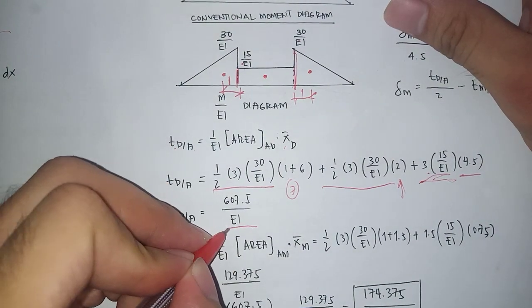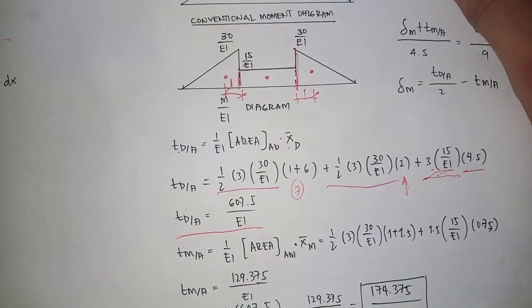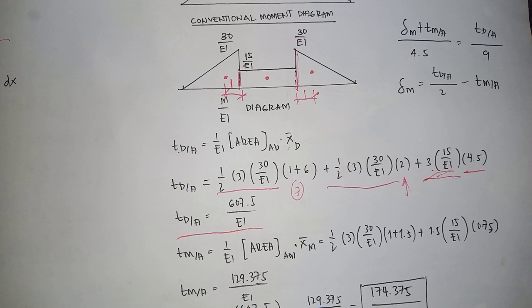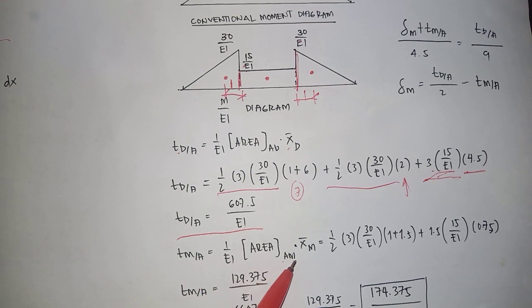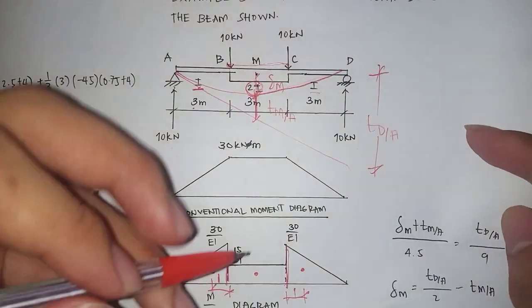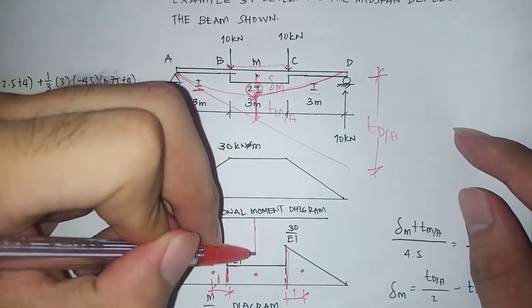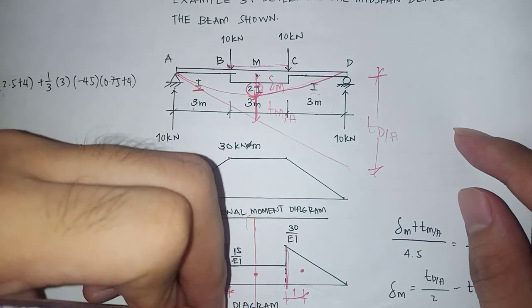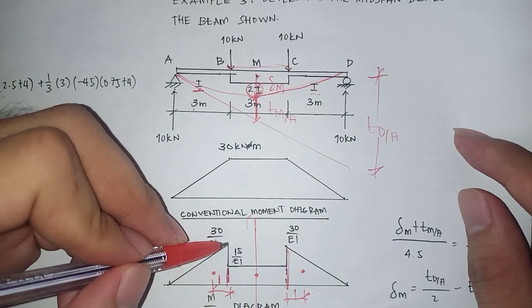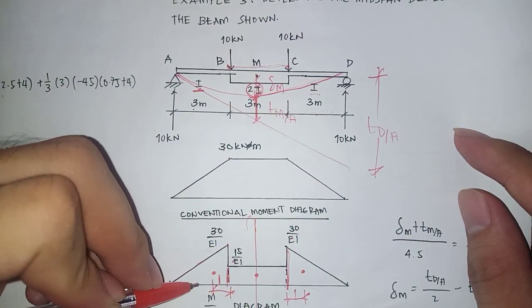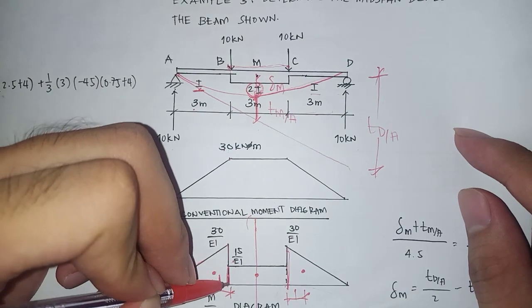TDA is equal to what? 607.5 over EI. Okay? Next, how about TMA? TMA is equal to what? 1 over EI times the area between A and M only times the distance of the centroid from point M. Okay, so paano po yan? Ano yung mga area na concern natin? Ito lang po, mga ma'am at sir, mga future engineers. Ayan na. Ito lang. Yung rectangle, yung triangle na to, times yung rectangle na ito.